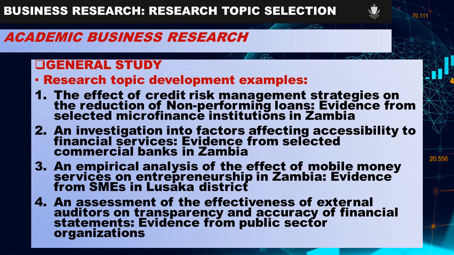Okay, so the other one is looking at how we can phrase our general studies. We are trying to distinguish between case studies and general studies. The first one, with regards to how general studies should be phrased, is as follows: the effect of credit risk management strategies on the reduction of non-performing loans, evidence from selected microfinance institutions in Zambia. So we have not specified any microfinance institution. However, we're saying we're going to randomly select some microfinance institutions in Zambia, right?